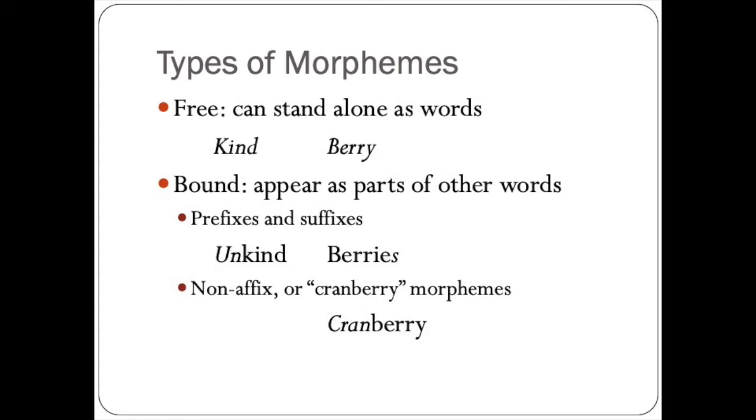Okay. There are also bound morphemes, and these appear as parts of other words. Okay. So an example would be prefixes and suffixes, like unkind, right? So that was a very unkind thing for you to say.